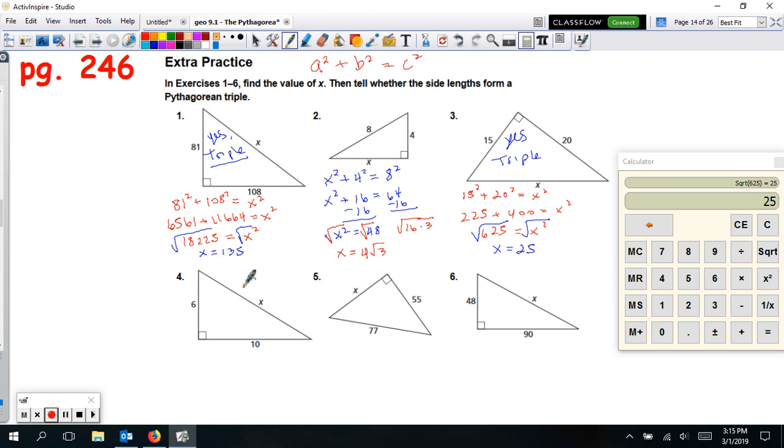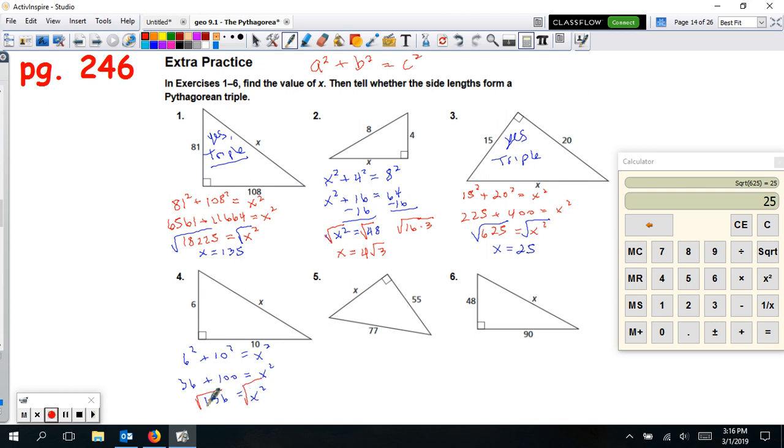Okay, hopefully you've got 4, 5, and 6 done on your paper, and now we can just check your work. So number 4, x is the hypotenuse again. So we're going to look at 6 squared plus 10 squared equals x squared. And so we're going to get 36 plus 100 equals x squared. 136 then equals x squared. And then take our square root of both sides.